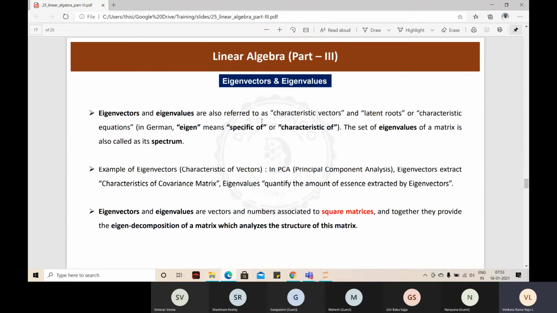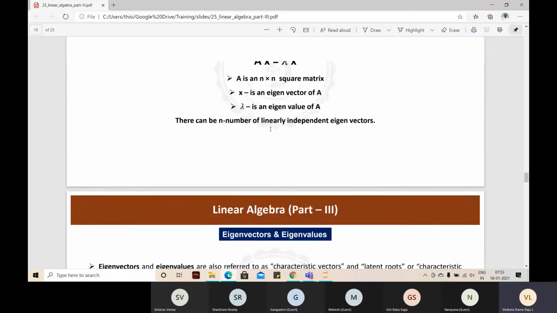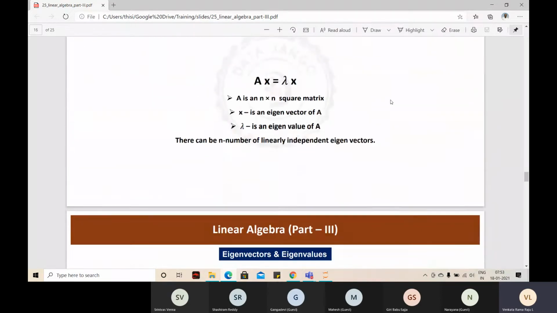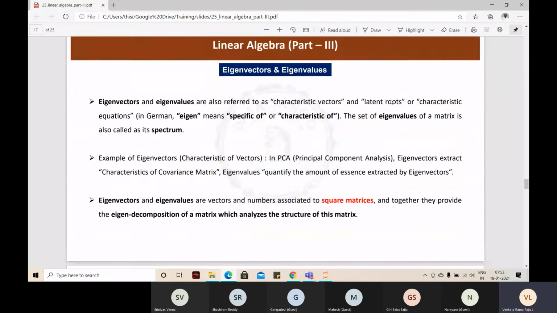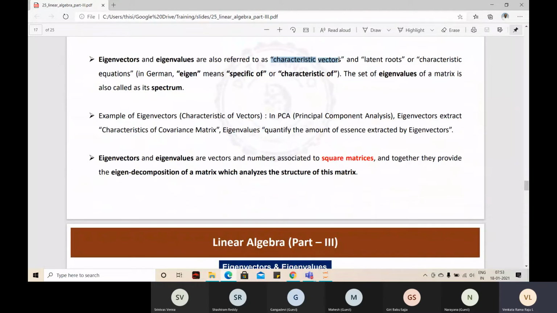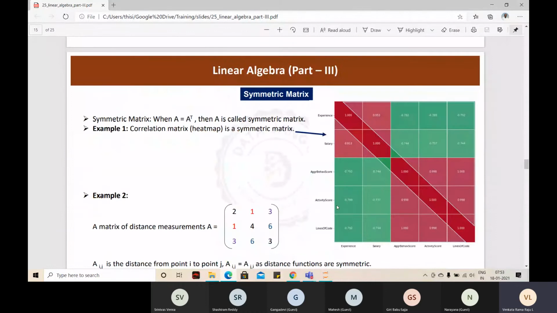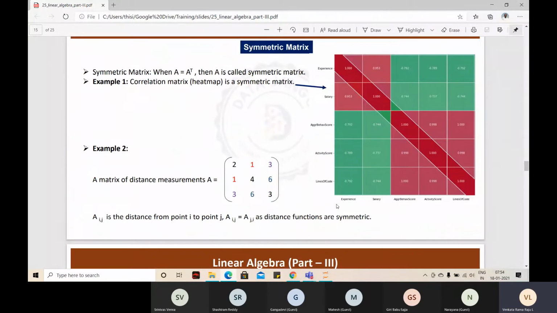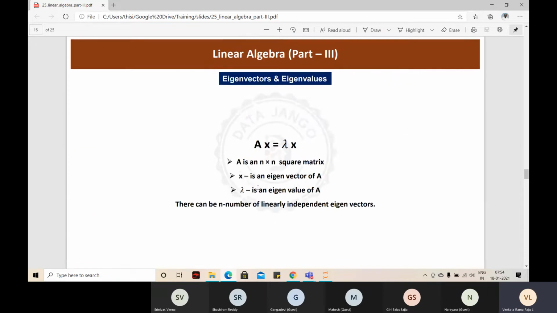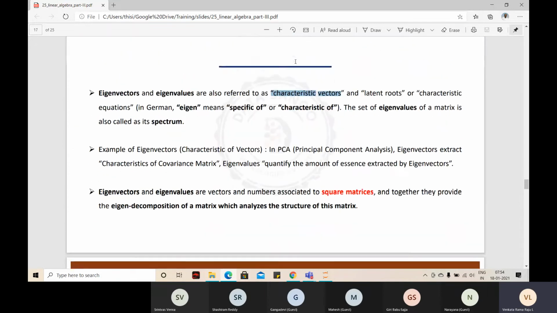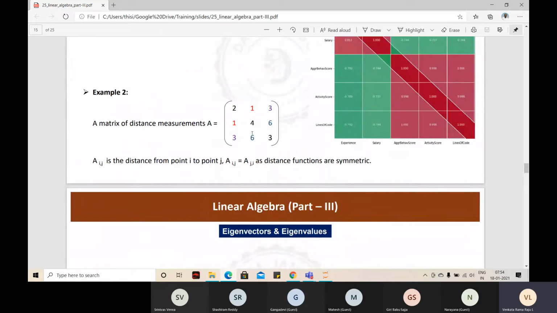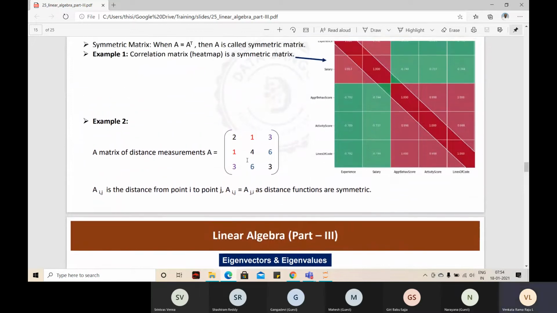When you extract eigenvectors or eigenvalues for this correlation matrix, you will get correlation as the characteristic. Characteristic vectors. What is the characteristic of this matrix? Correlation. If you take the relationship between different cities, you have n number of cities, and you took the distances between different cities, and then calculate eigenvalues or eigenvectors. What do you get? The essence of distance. Okay, getting it?